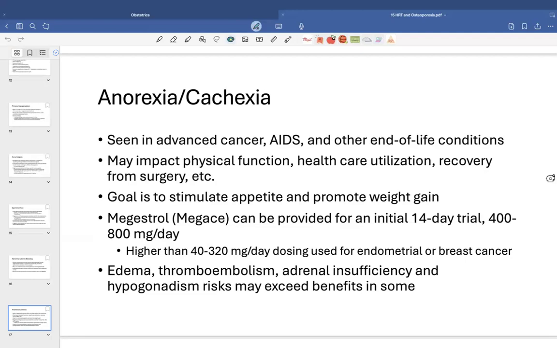Usually the other approach is appetite stimulating agents such as dronabinol and its derivatives. So that's another way to approach anorexia cachexia in these complex patients, but progestins have been used for that as well.